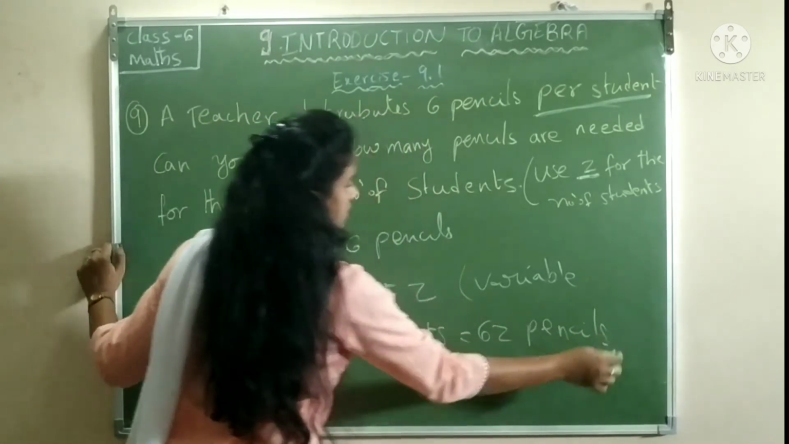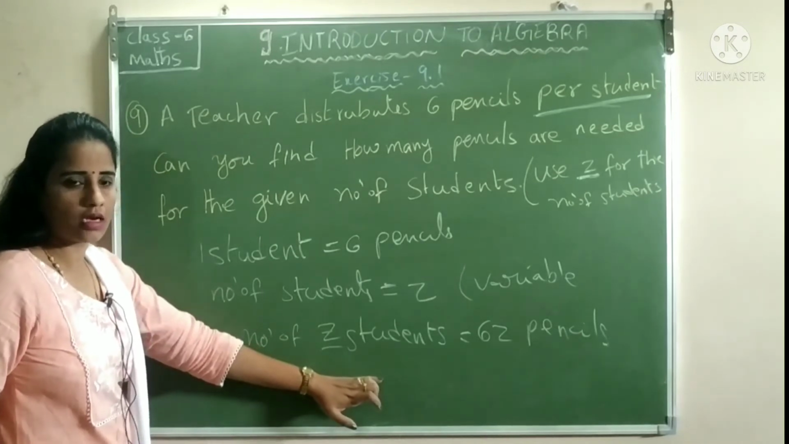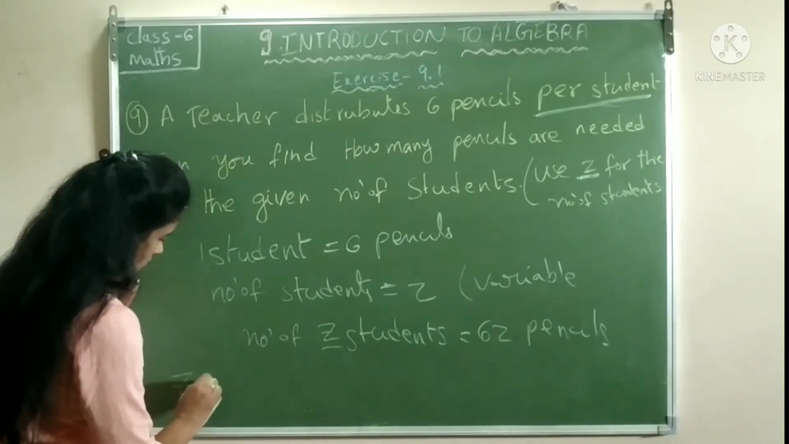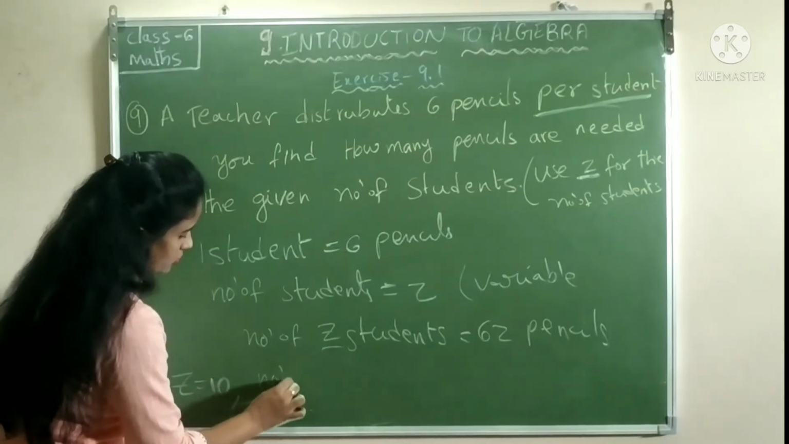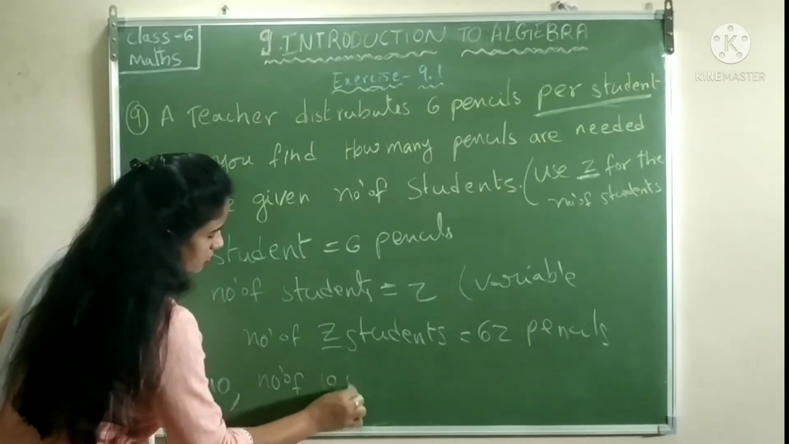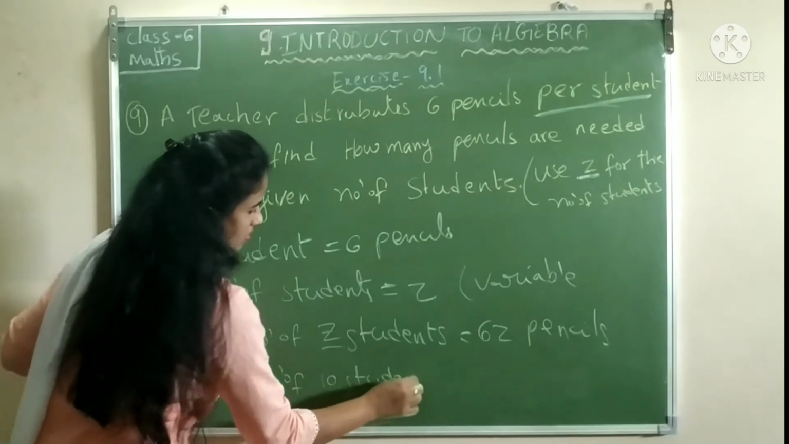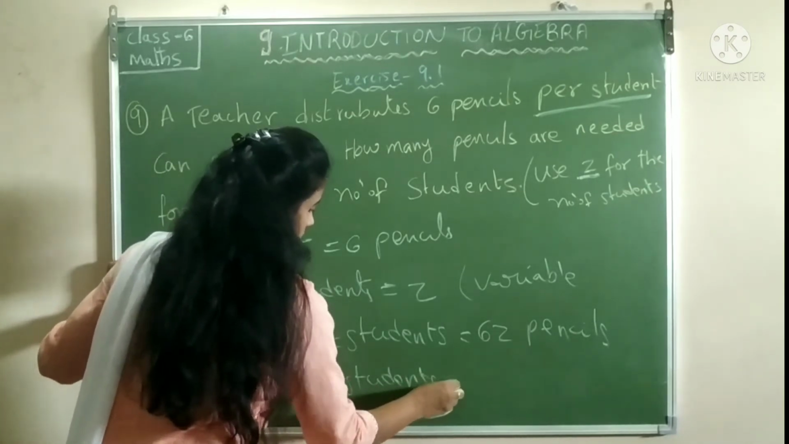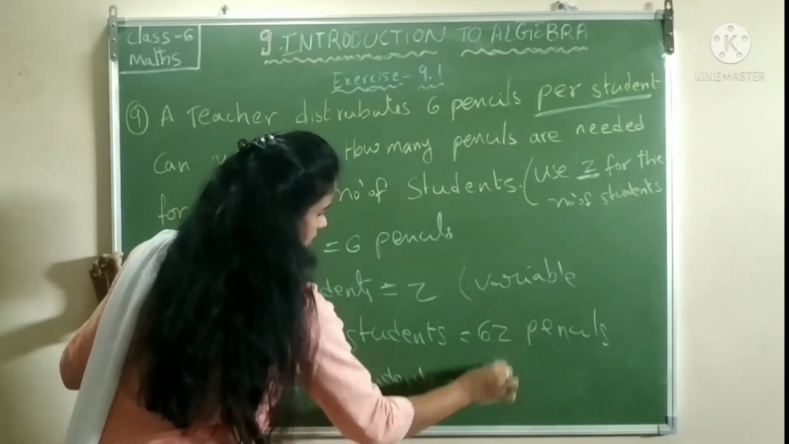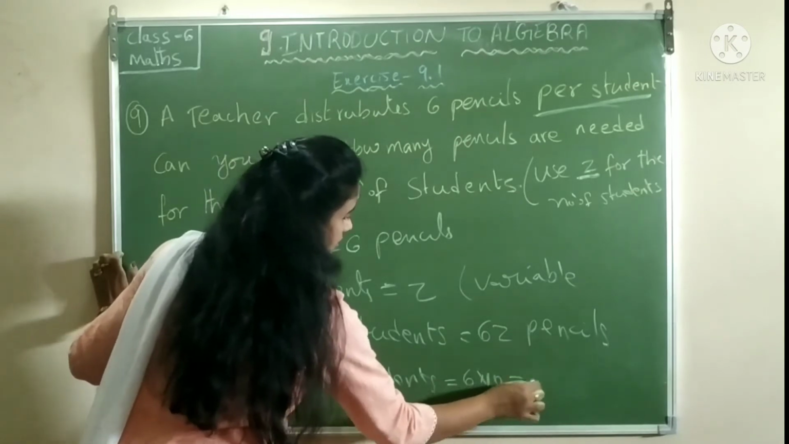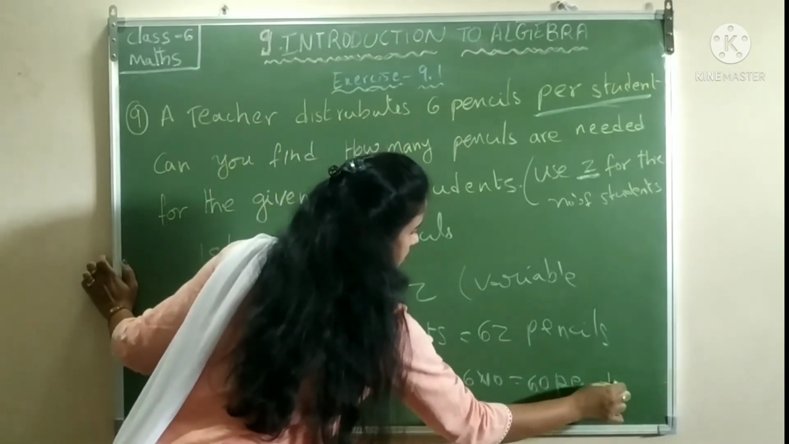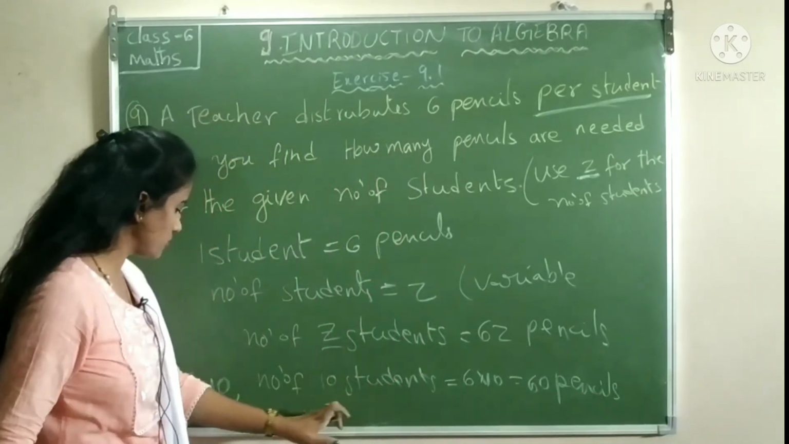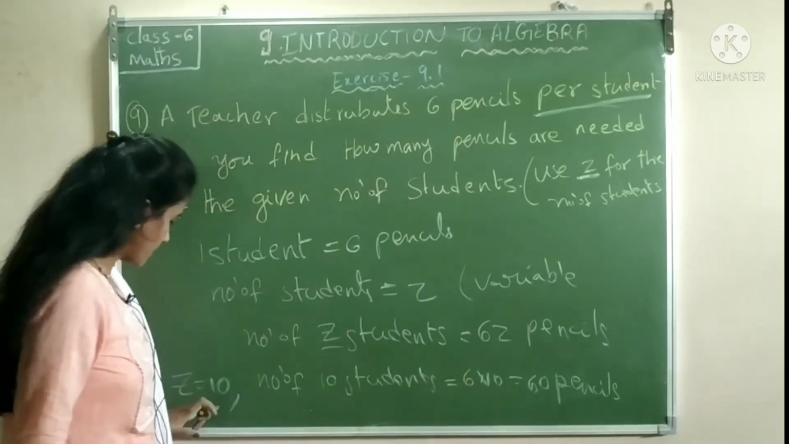Okay, suppose Z is equal to the number of students. Then the number of 10 students, how many pencils did she give? Z is equal to 10, 60 pencils. She distributes 60 pencils to 10 students.